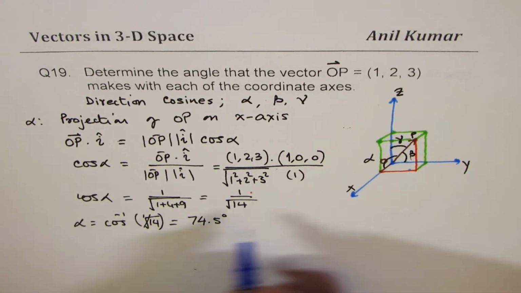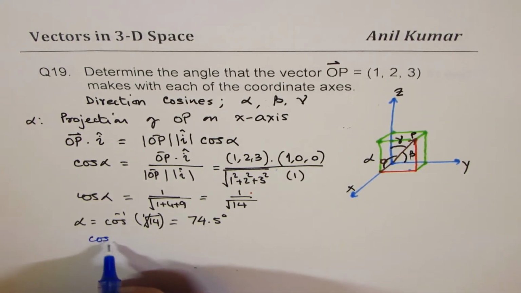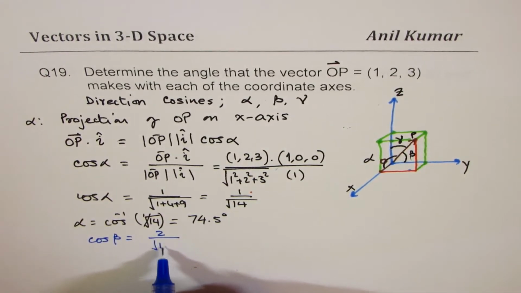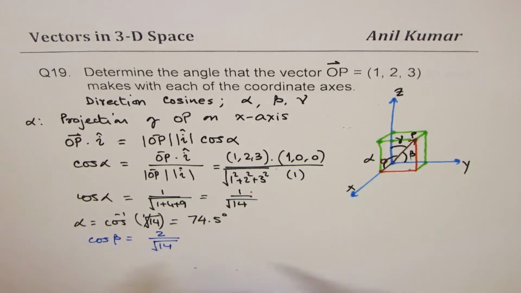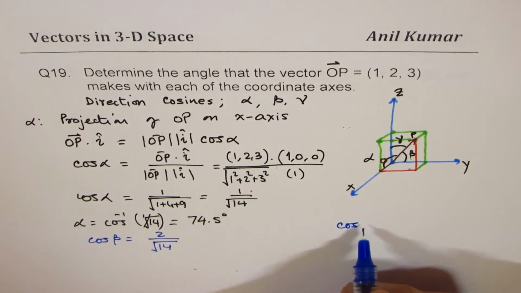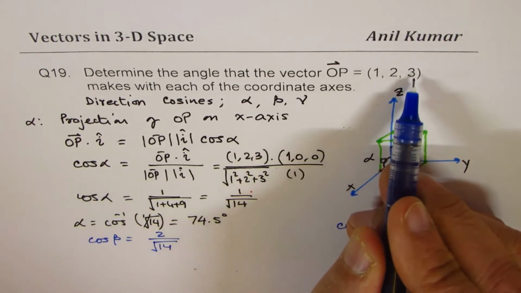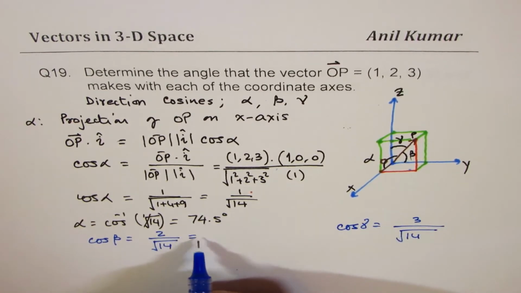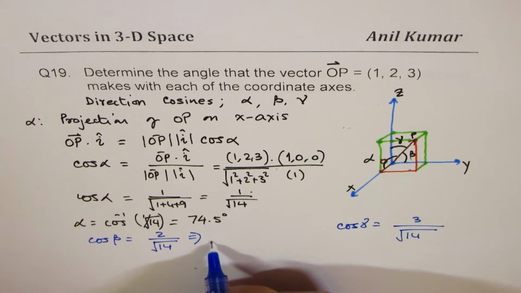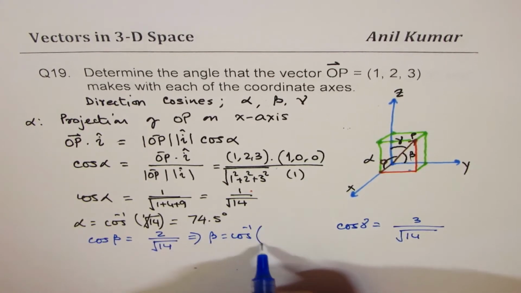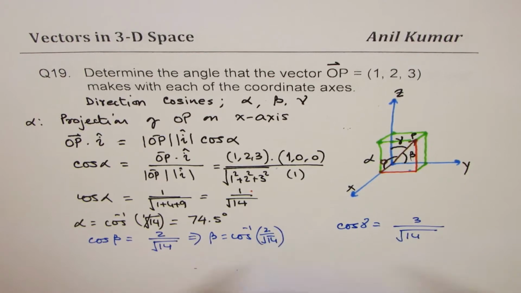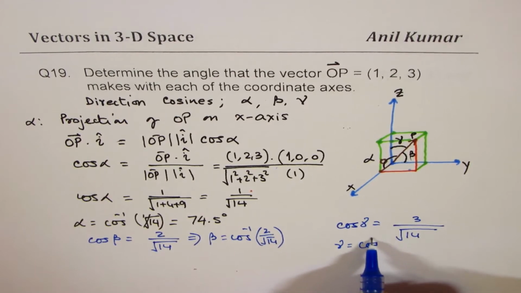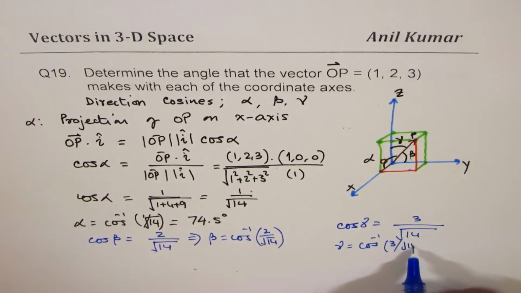We could find the other angles by using the formula that cos beta should be equal to 2 over square root of 14, right? And from here we can find what beta is, and cos gamma should be equal to 3 over square root of 14, right? So I hope from here you can also derive the general formula. So beta is cos inverse of 2 over square root of 14, and gamma is cos inverse of 3 over square root of 14, correct?